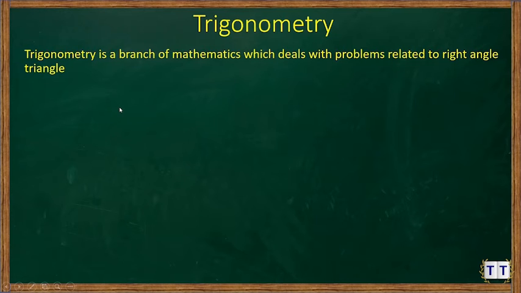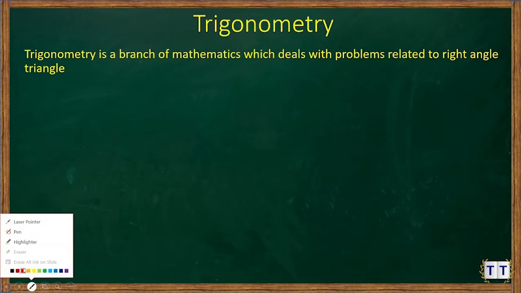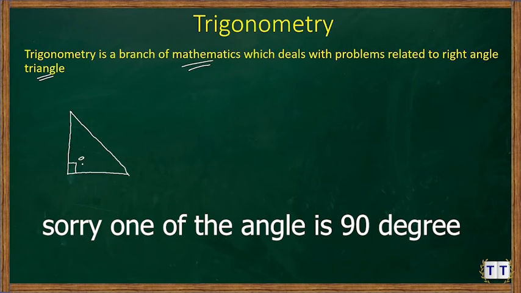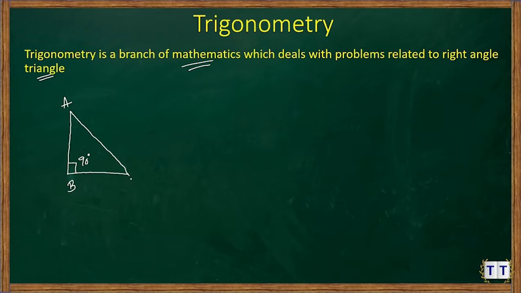Okay, so let's start with the trigonometry chapter. So let's see what is trigonometry first. Trigonometry is a branch of mathematics which deals with problems related to right angle triangle. As you all know, in a right angle triangle, one of the angles will be 90 degrees. So this is A, this is B, and this is C, and it is right angle at B. Let's name the sides in the right angle triangle.